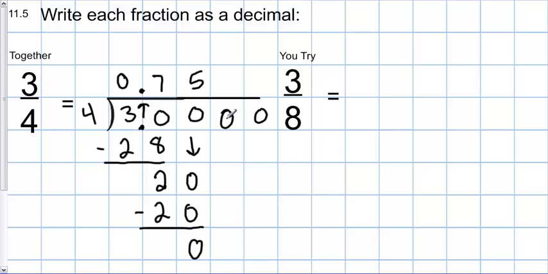I'm all done. I don't have to mess with these other zeros, so I can just draw a line through them. I don't need them. They're over and done with. So my answer, 3/4, is the same thing as 75/100.